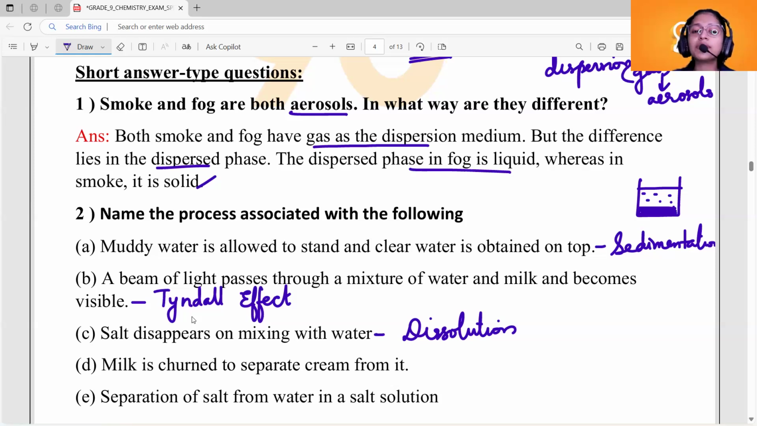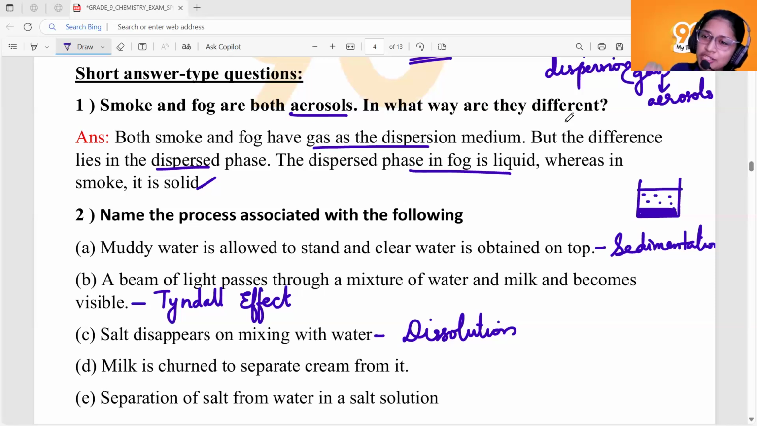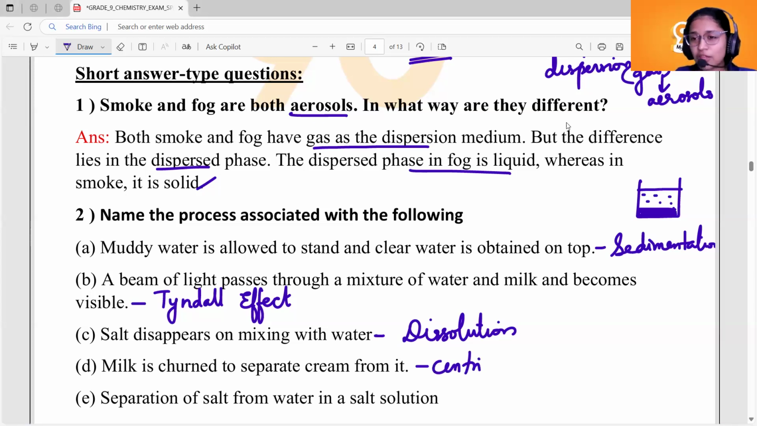Milk is churned to separate cream from it. You would have seen your mothers or your grandmothers doing this, churning of milk to separate cream from it. What process is that from what we have studied? Separating the dispersion medium and dispersed phase in a colloid is done by the process called centrifugation. So churning, whether you use a machine that is faster and more effective, or churn it with a ladle at home, is nothing but centrifugation.